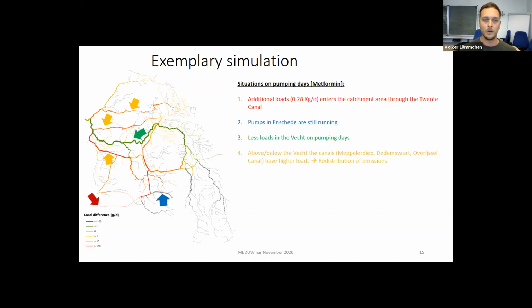And because of this, loads in the Vecht are less. But it is important to mention that less load doesn't mean less concentration, because in summer we have in general less water in the system. So even though we have less load in the system, the concentrations in the Vecht are still higher, but they are not as high as you would expect. And this can be very helpful when carrying out monitoring campaigns, because you will still wonder, why are my measurements so low or so high? So the assumptions that we make in GREAT-ER and the model that we run can help to identify hotspots, but also to explain concentrations.